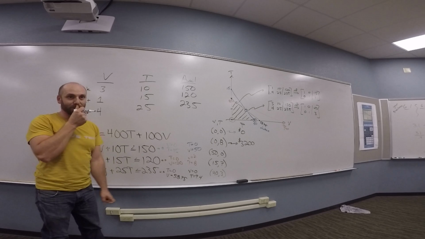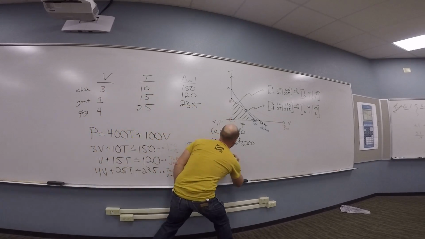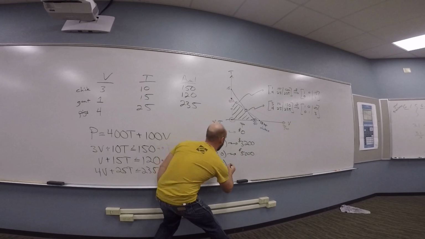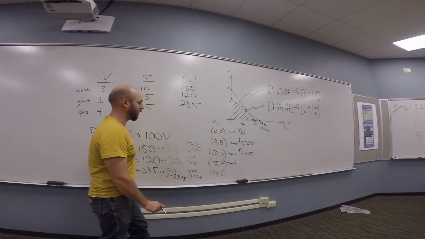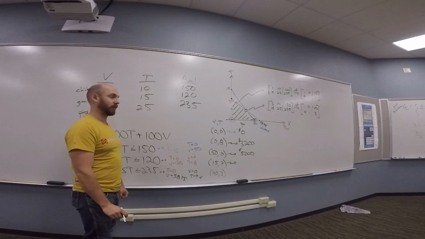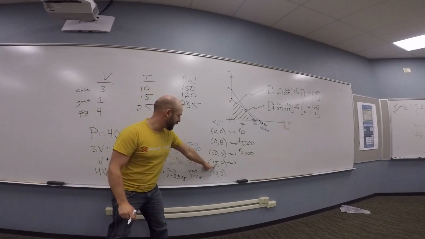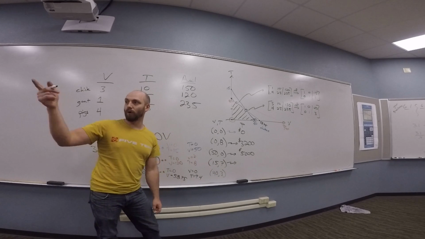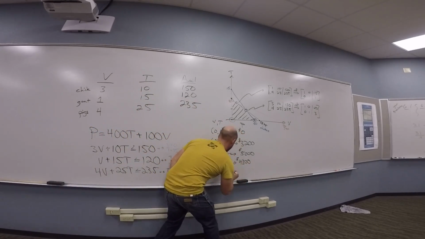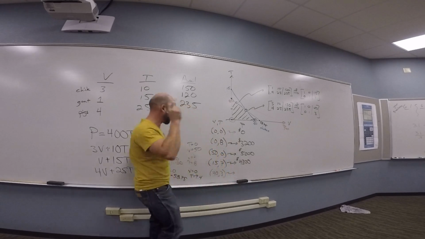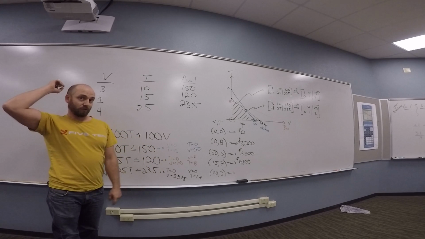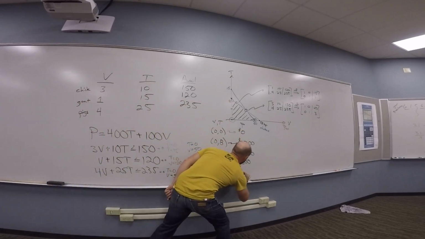And 50 comma 0 nets you 5,000. And 15 Velociraptors and 7 T-Rexes: that's 1,500 plus 2,800, which is 4,300. And 40 Velociraptors and 3 T-Rexes is 4,000 plus 1,200, which gives you 5,200.